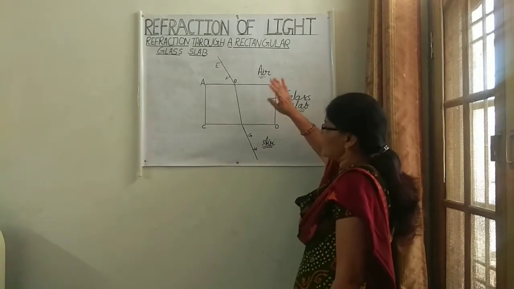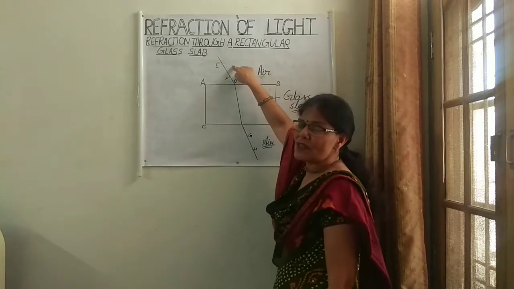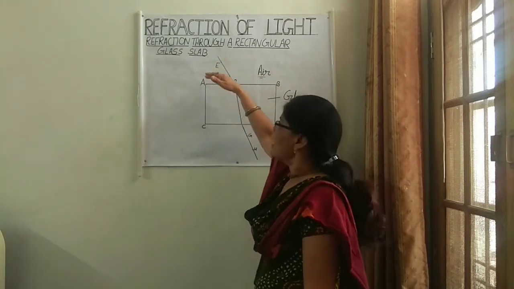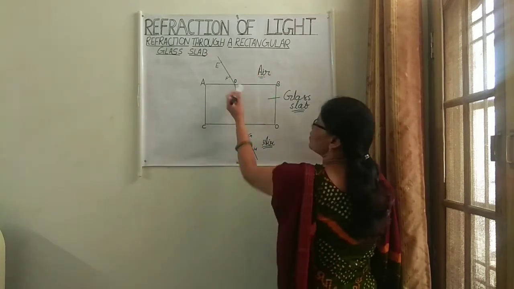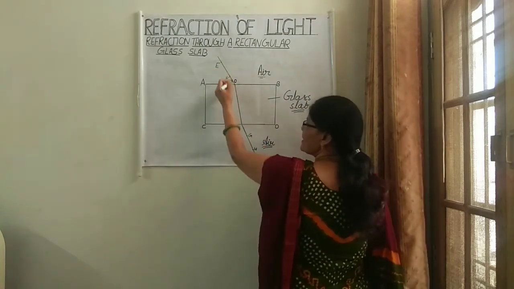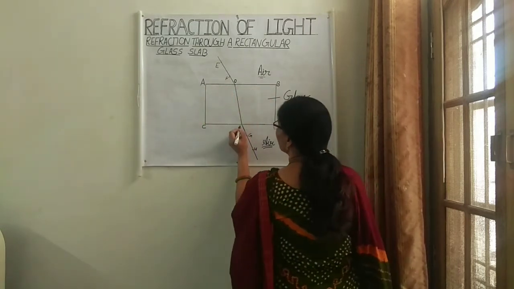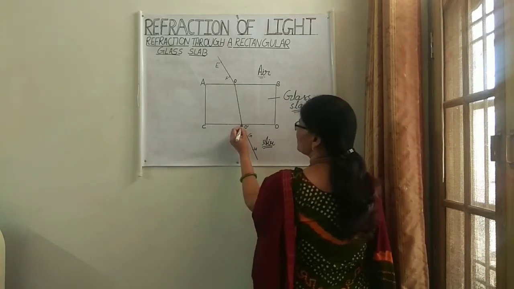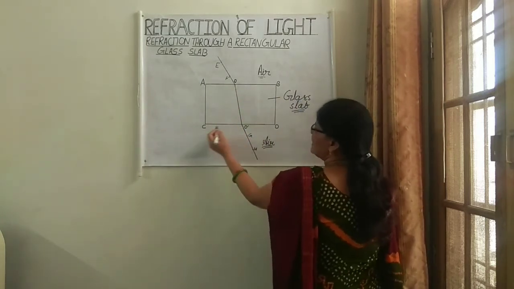First of all, we have to remove the pins and join these 2 points, E and F, and extend it up to point O. This point O is the point where this ray or this line is meeting AB. And in the same way, this point is called O dash, where this line is meeting the interface CD.